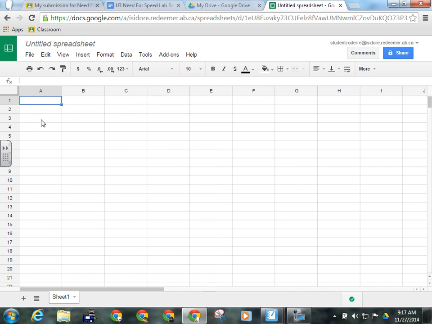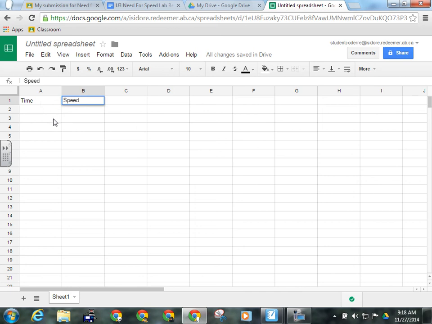Which column should have time in it? The first one or the second one? First one, because whatever you put in that first column always seems to end up on the x-axis by default. So make this one time, and this one speed, and then fill it in.